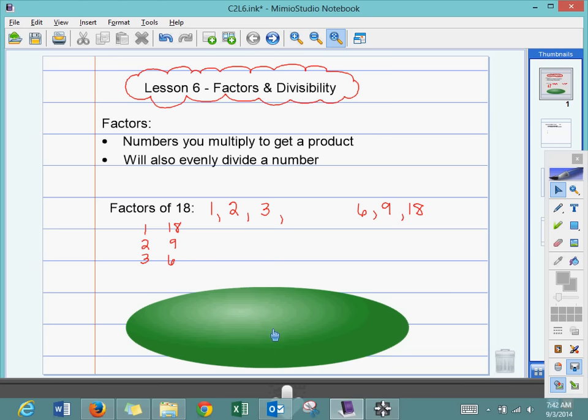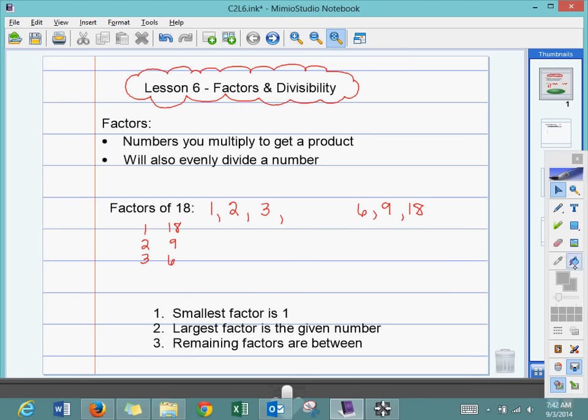So here's some things that you need to keep in mind. And please write these down. The smallest factor is always going to be 1. The largest factor will always be the given number. And you can draw these arrows if you want. At least from here up there, I would. And then the remaining factors are in between. So remember that the smallest factor is always going to be 1, and the largest factor is always going to be whatever number you were supposed to list the factors of.